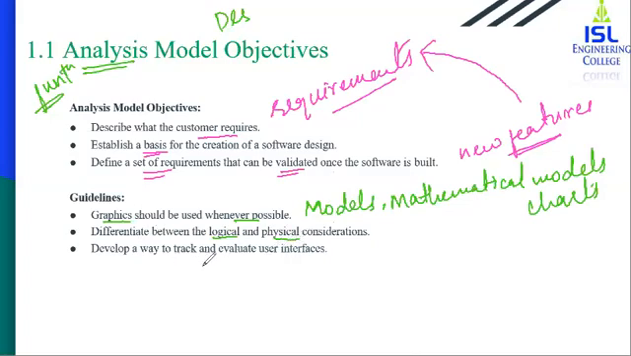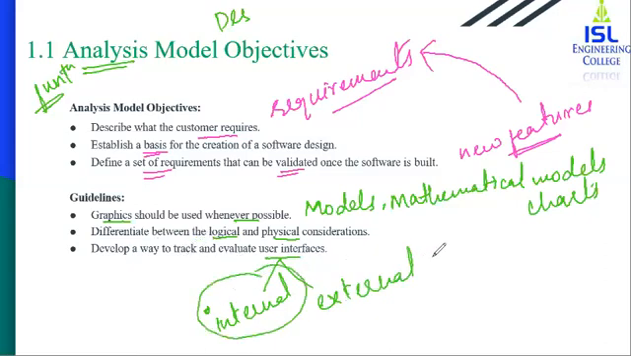Then develop a way to track and evaluate the user interfaces. Now within the user interfaces, we've got two types of interfaces. You can have the internal interfaces and you can have the external interfaces. So within this, you're going to develop, track and evaluate all of this. For the person developing the internal and external interfaces, you're going to keep track of what is being developed, how it is developed, and whether it is achieving the specific task for which it was designed.